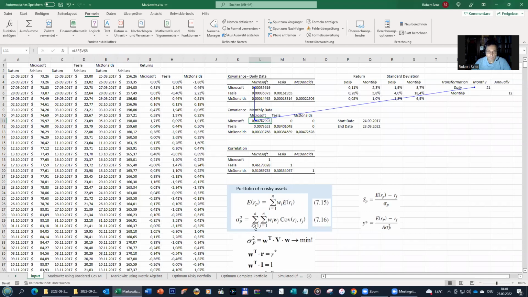So I refer to the Bodie and Marcus. If you are interested, why does it look like this? I don't want to repeat this again. Just want to show you how to do this in Excel.